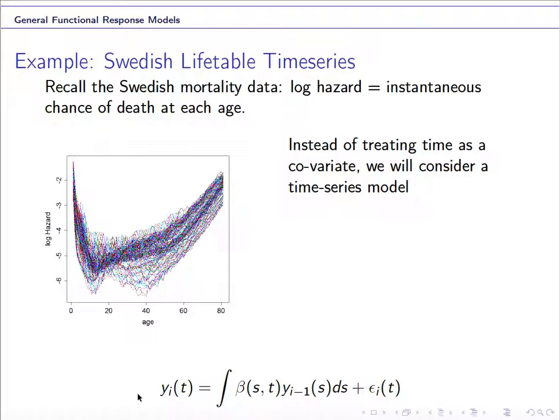For this model, beta(s,t) represents the effect of the hazard in year i-1 at age s on the hazard rate at age t in the ith year. So this is an example of a functional linear regression model.